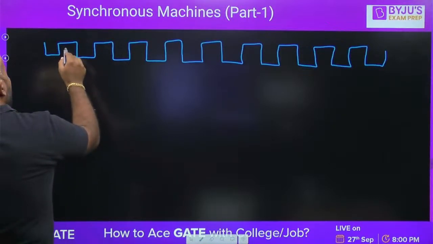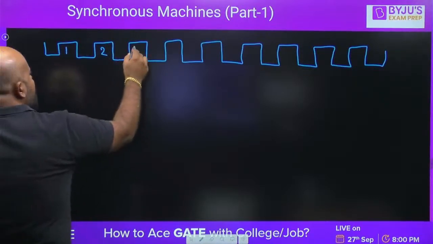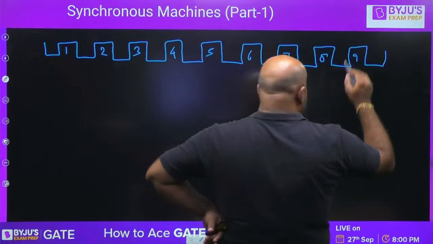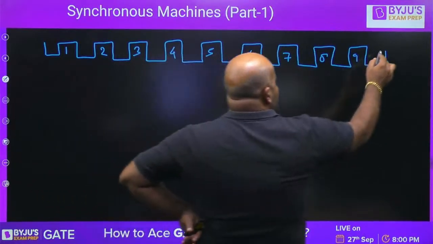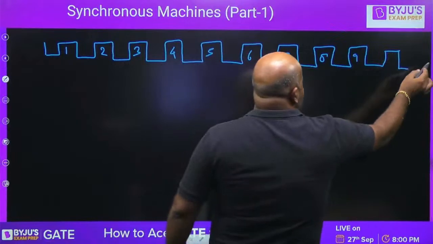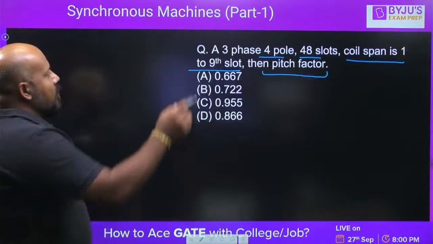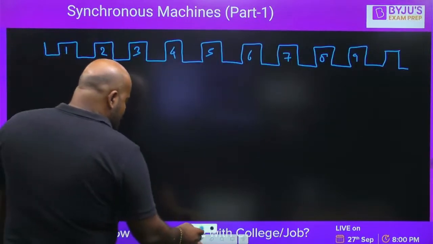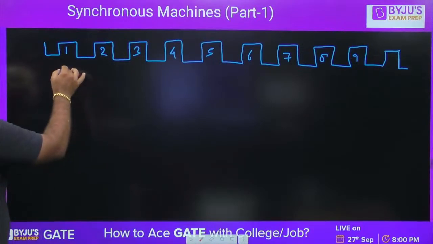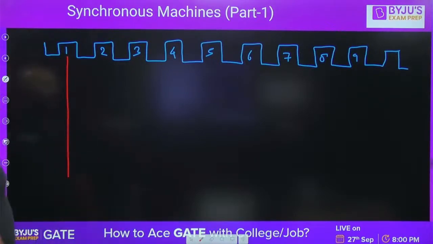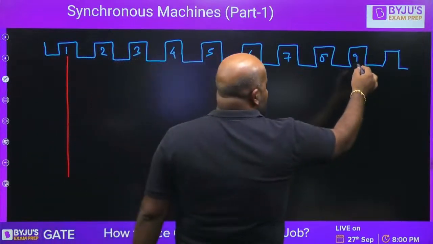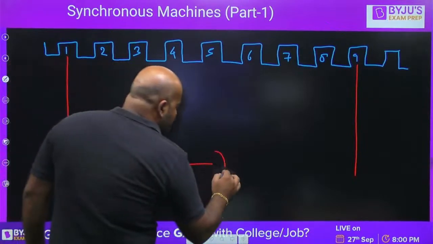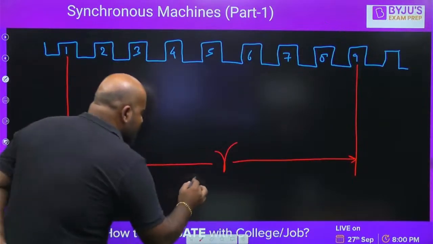Suppose this is slot number 1, this is 2, this is 3, this is 4, this is 5, this is 6, this is 7, this is 8, this is 9. So we are interested in the 1 to 9th slot, he is saying. It means the top coil side or the conductor is placed here, and the bottom coil side or the conductor is placed here, and this is going to be my coil span.